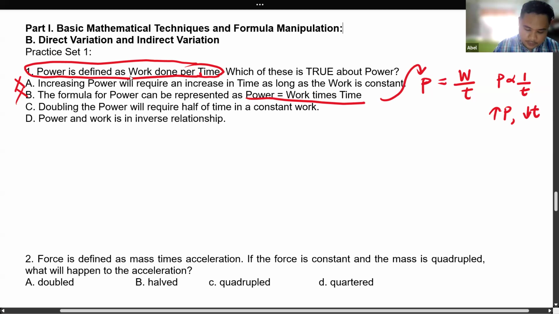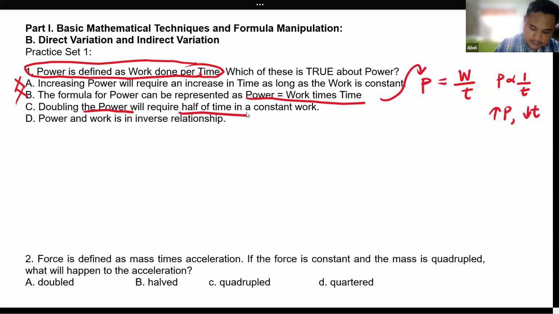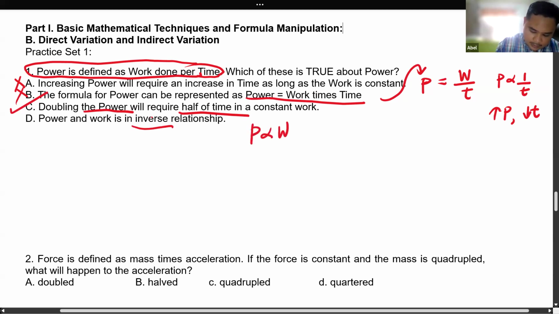Doubling the power will require half of the time and a constant work. So since they are in inverse relationship, yes, it's correct. So meaning to say a double in power will require half of the time. So meaning to say, letter C, so they are inversely proportional, it is correct. Now, how about letter D? Power and work is in inverse relationship? No, because power and work is in direct relationship.